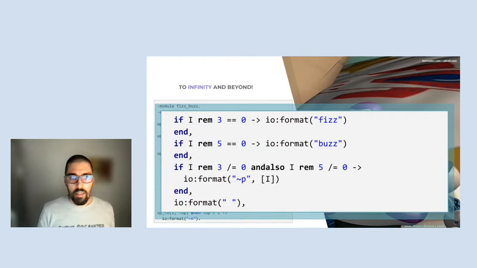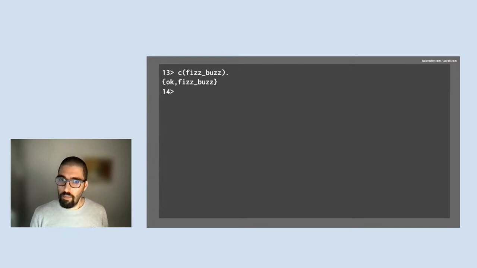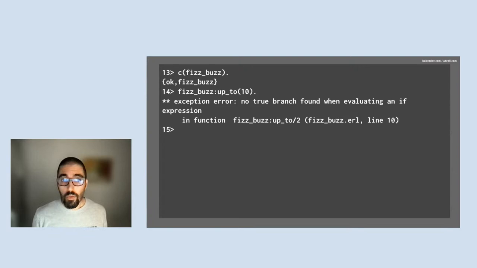We compile the thing, fine. We run up to 10. And if you expect here to start seeing fizzes and buzzes, I'm sorry to disappoint you, but there are no true branches when evaluating an if expression. What just happened is a consequence of Erlang functions being composed of multiple expressions.